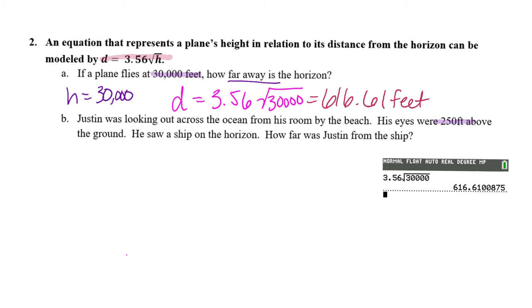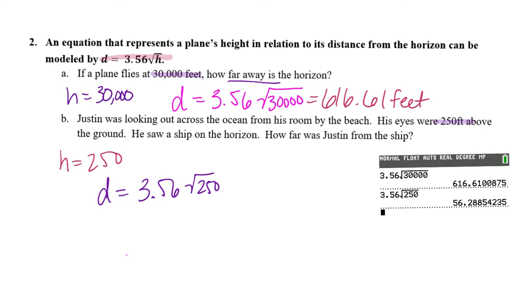Oh, don't want to highlight it anymore. And I want to figure out how far away the ship is. So D equals 3.56 root 250. Now I'm going to type that in my calculator. And you see I typed it in and I got that the answer is 56.29 feet away. Since it's given to us in feet and it doesn't give us any other unit of measure, that is the unit of measure we use for our final answer.